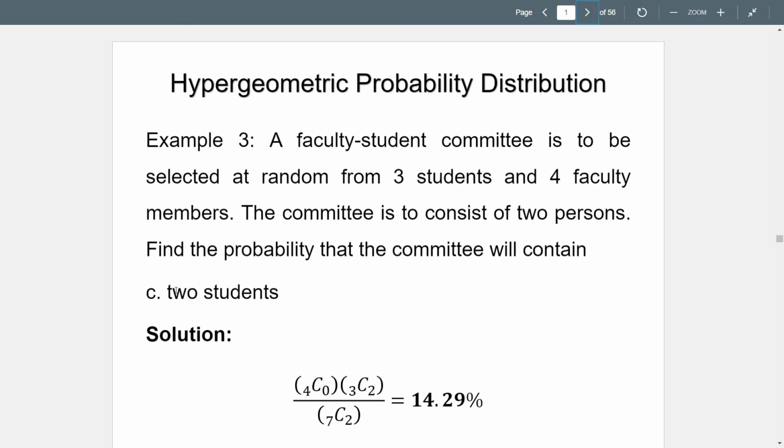So the committee will have 2 students, no faculty, so 4C0, 3C2, and then 7C2. Okay, so you'll have a 14.29% probability that the committee will contain 2 students.